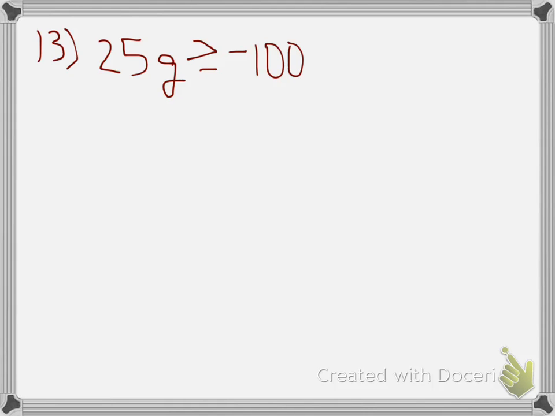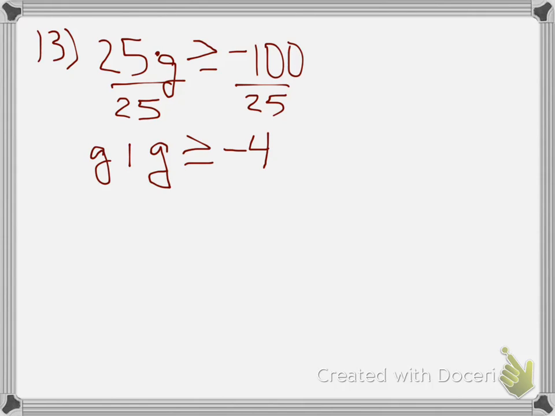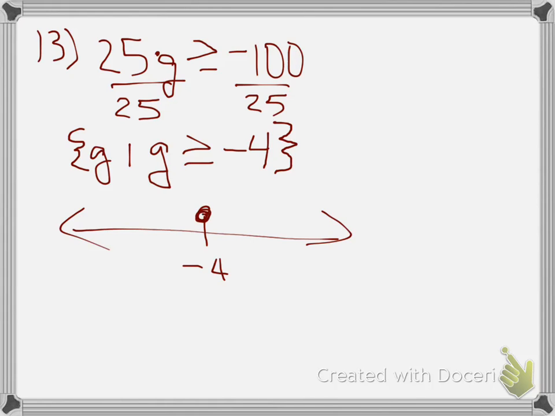Look at 13. That one's fairly easy. 25g is greater than or equal to negative 100. Keep in mind here, this is multiply. The opposite of multiply is divide. So I divide. I got g greater than or equal to negative 4. Do my little set parentheses. Oh, that's a horrible set parenthesis. Let's try that again. There we go. That one looks a little bit better. All right. Anyways, negative 4, closed dot, shaded to the right.